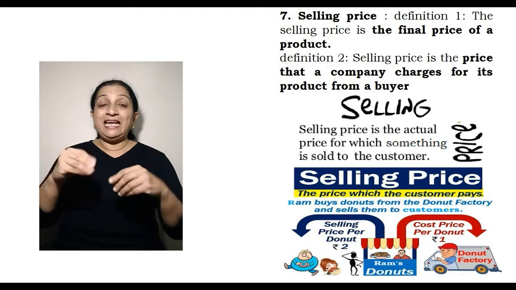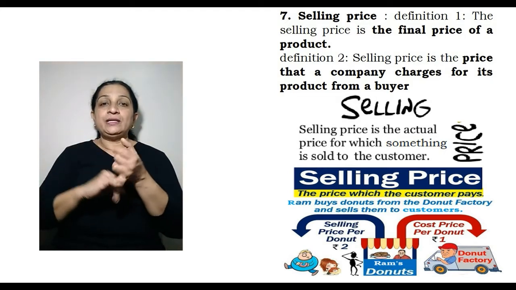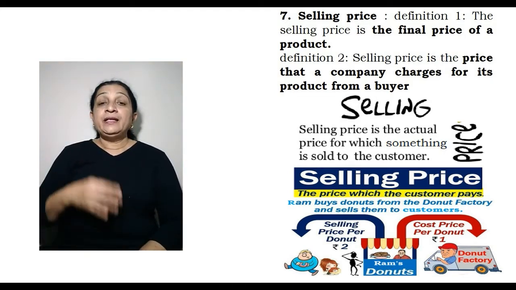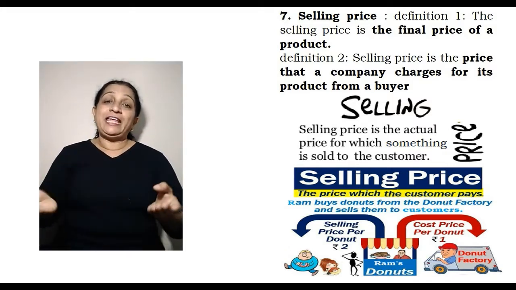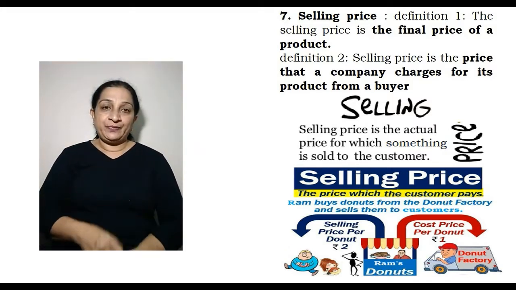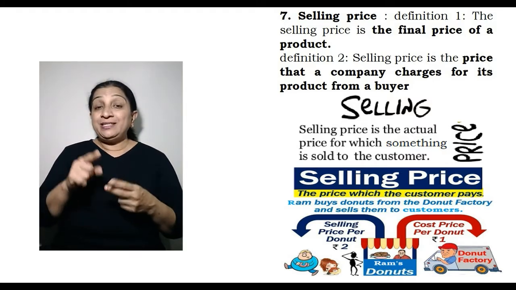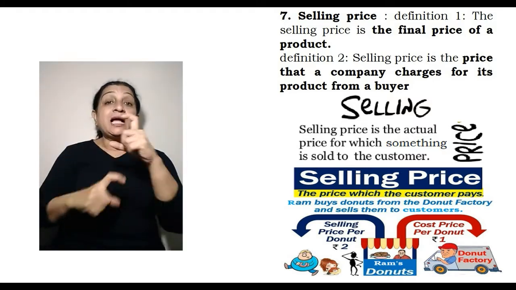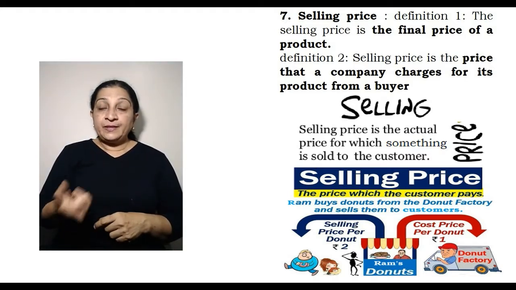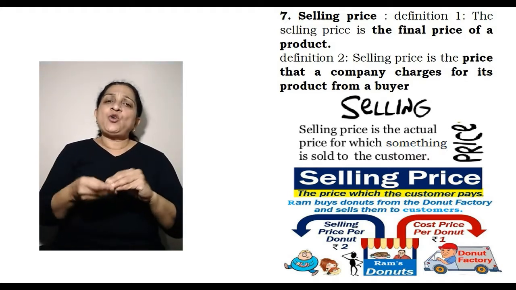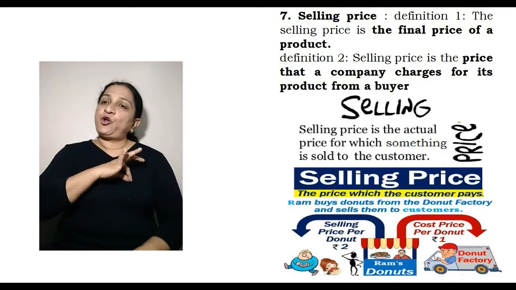Then you have selling price. The definition is the final price of a thing after it is produced. The second definition is the price that the company tells you to pay after it also adds profit.